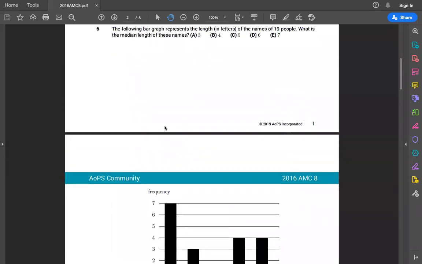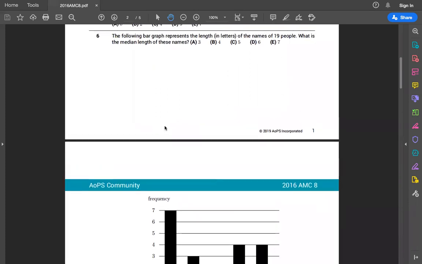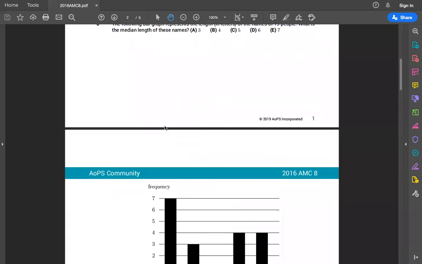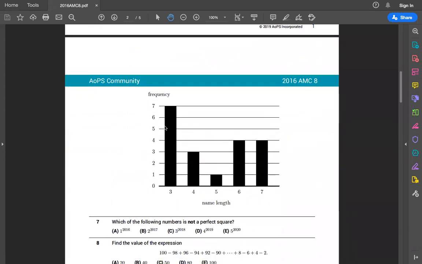So question 6 says that we have a bar graph representing the length in letters of the names of 19 people, and we want to find the median length. So we're given 3, 4, 5, 6, or 7. And then here's the bar graph.